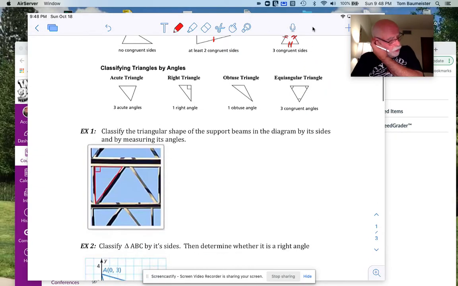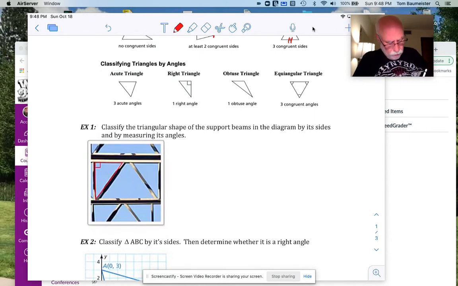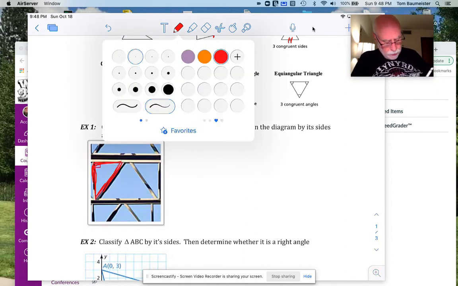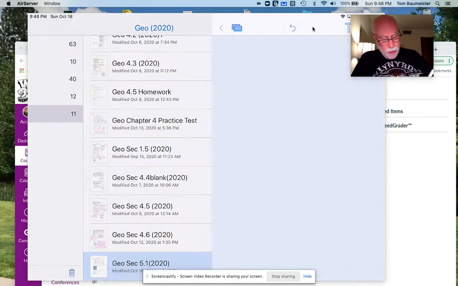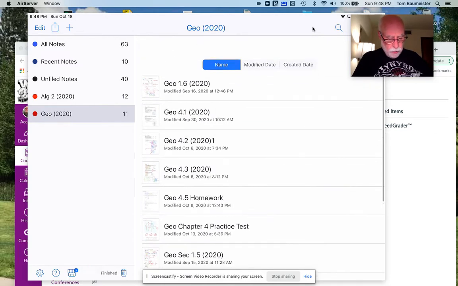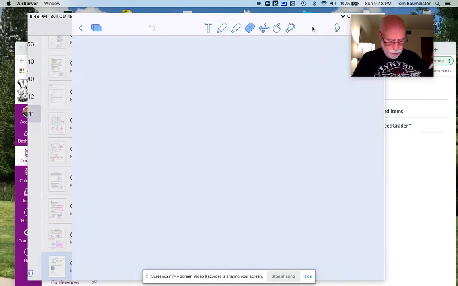So example 1, it says classify the triangular shape of the support beams in the diagram by the sides and by measuring its angles. So on this one here, you can see it pretty good, but if you run this off on your printer, you wouldn't see it. So it's right here. There's the triangle that they're talking about. If you look at it there, you can kind of see that it has a right angle, and you should realize that it has no tick marks.